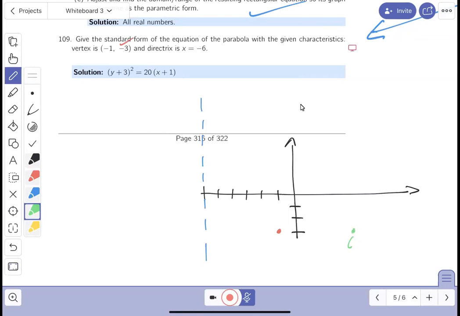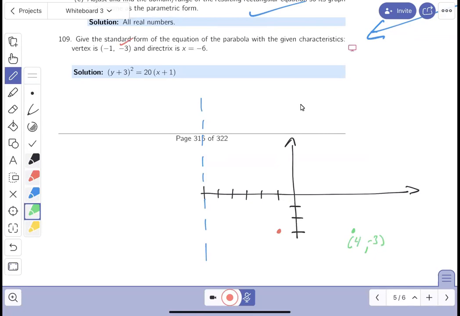And the focus would be a point. And what's that point going to be? Well, the y-coordinate is going to be -3, right? And if you're at -1 and you want 5 units in, you would be at what number? 4. And what does this parabola look like?